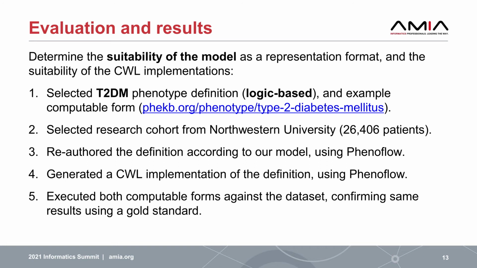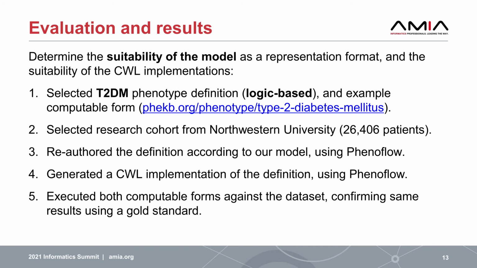Before, it was, I believe, the phenotype that we saw earlier, the flowchart form. So we restructured it according to the multi-layer, multi-step model. And we then, using Phenoflow, provided some implementation units for that structure and were able to generate the CWL implementation accordingly. What we could then do is take the original computable phenotype, derived from the original structure of the definition, and execute that along with the new computable phenotype derived from the new model, and confirm that the results were the same using a particular gold standard.